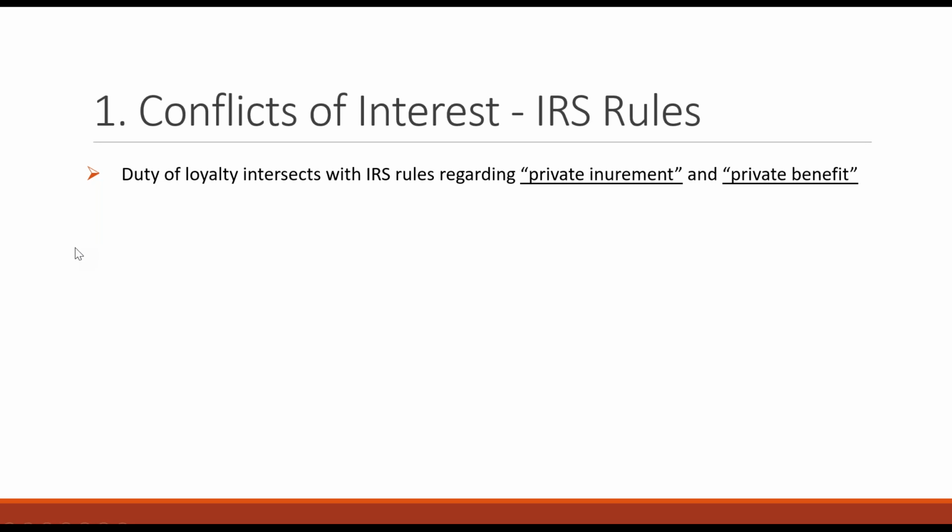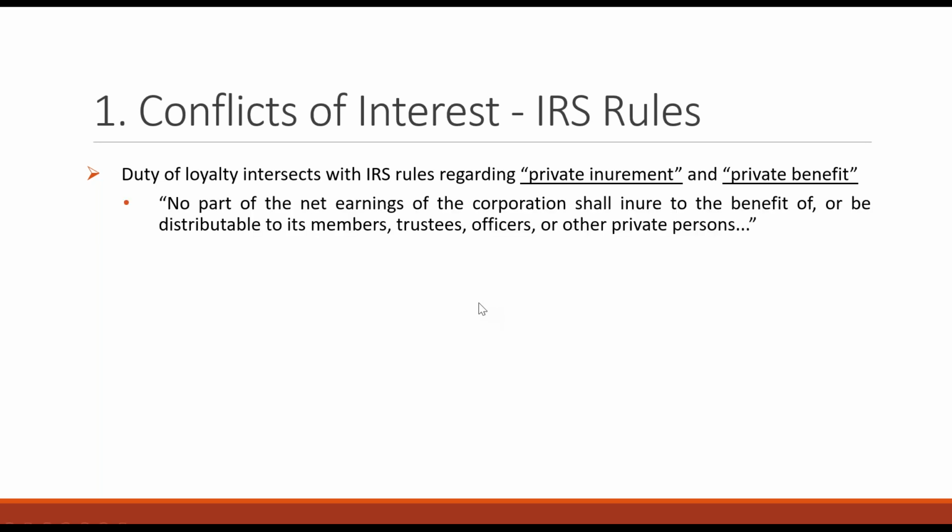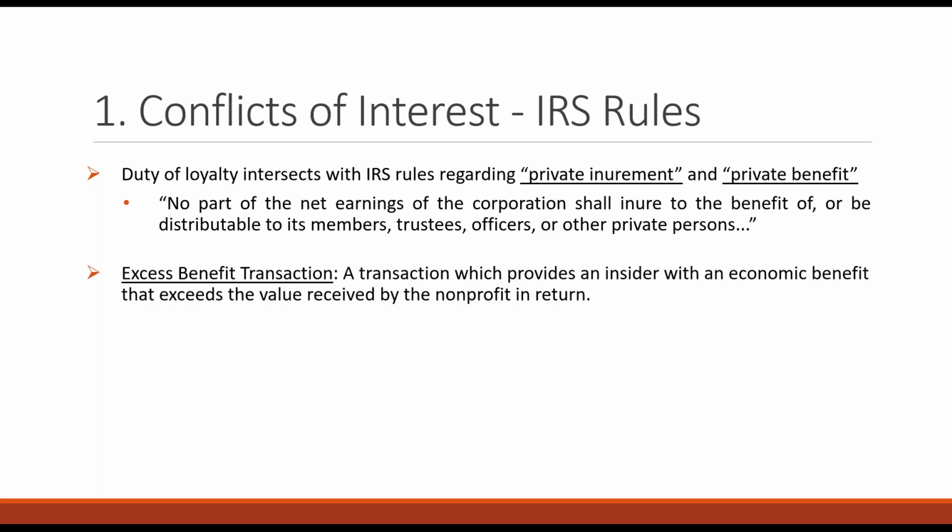And this issue of the duty of loyalty interacts with IRS rules prohibiting private inurement and private benefit at nonprofits. Under the Internal Revenue Code, a rule says that no part of the net earnings of a corporation shall inure to the benefit of or be distributable to its members, trustees, officers, or other private persons. So this includes directors on your nonprofit board.